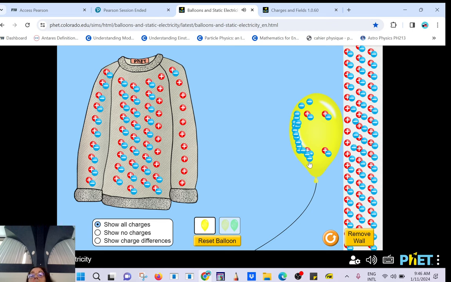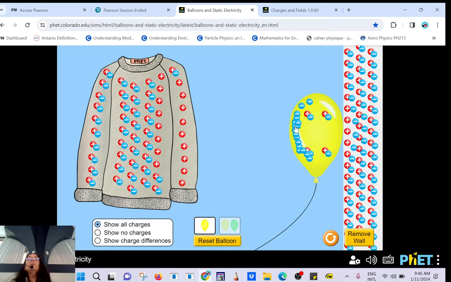So this fur is a conductor? No, it's not a conductor, it's an insulator. But by rubbing two insulators together, you are doing work. So you are forcing the electrons to be transferred from the sweater to the balloon. However, once they are here, they are not going to move. They're going to stay glued here. It's very hard to get rid of them after that.